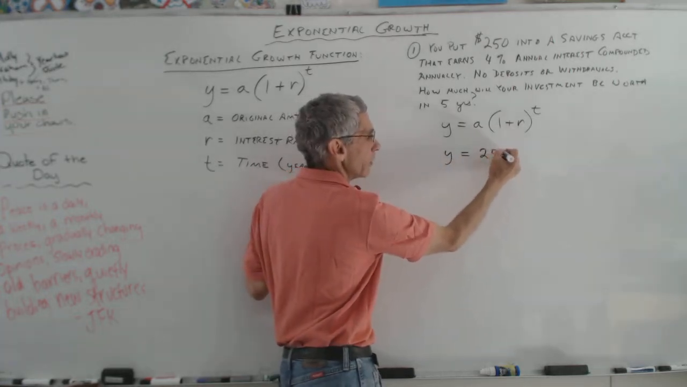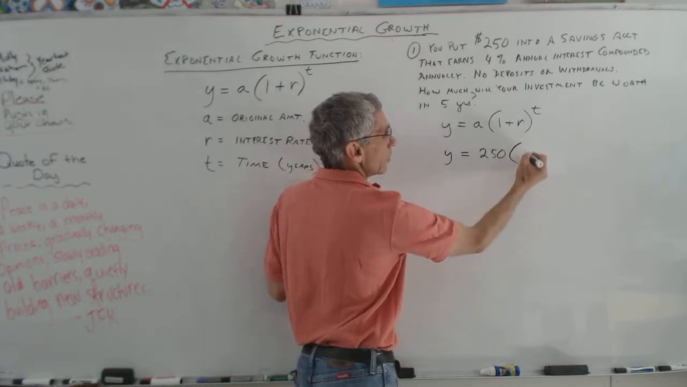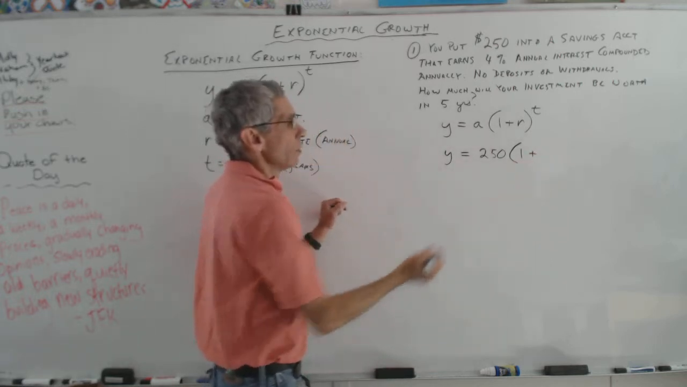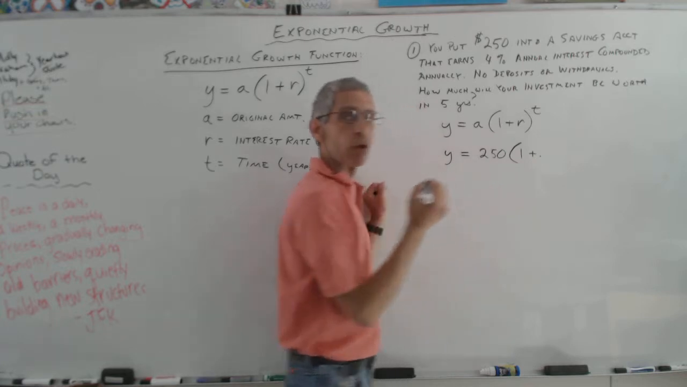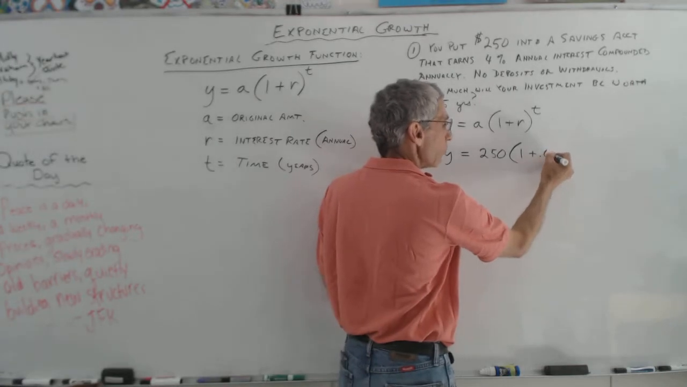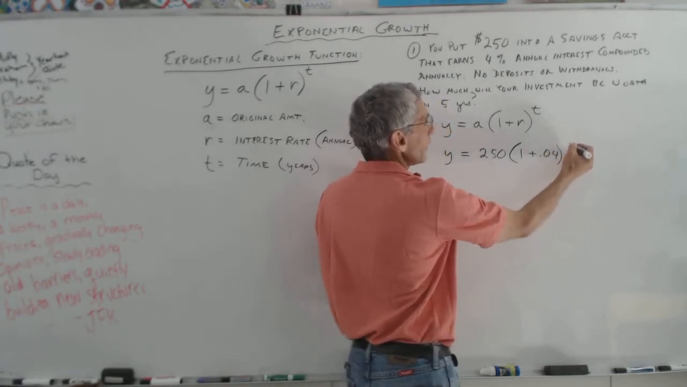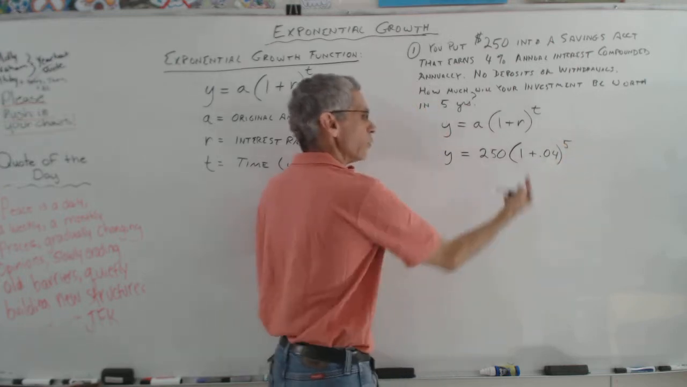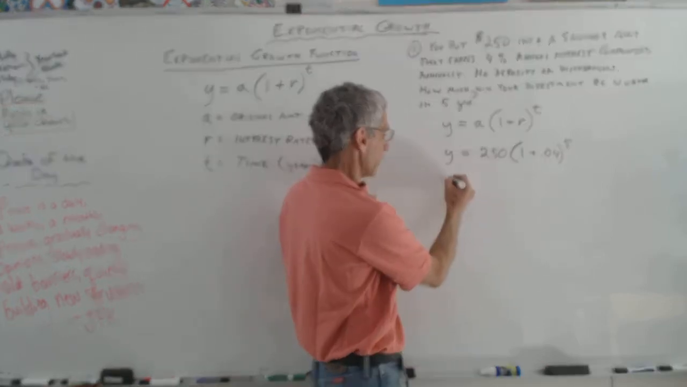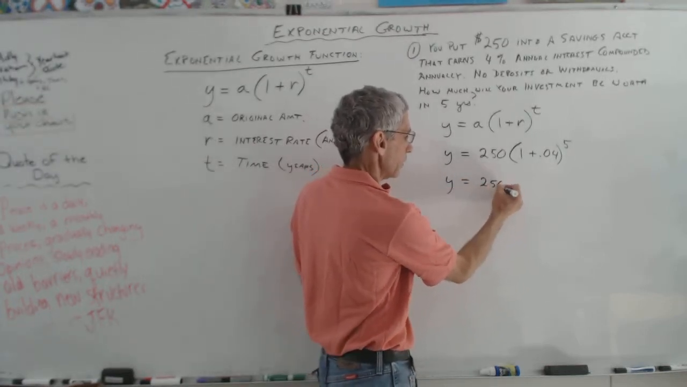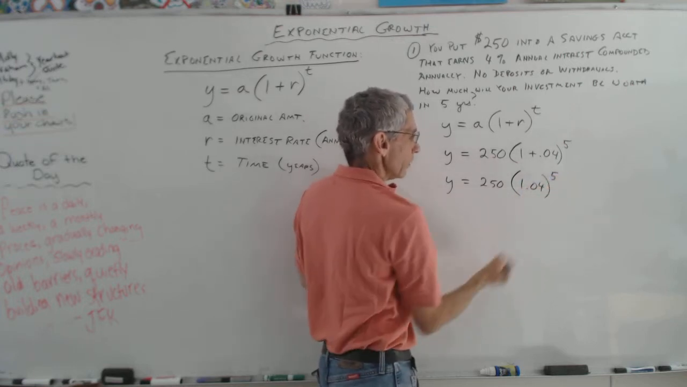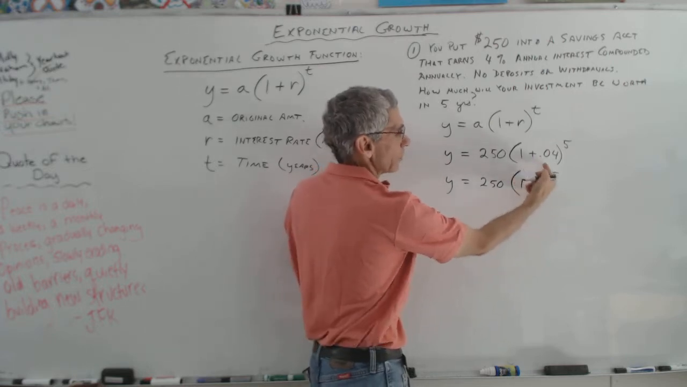250. 250 parenthesis times 1 plus 0.04. You want to write the 4% as a decimal, not as a percent, right? So you write 0.04 parenthesis raised to the fifth power. All right, now what is 1 plus 0.04? 1.04. Oh my God, that's so easy. Oh, thank God you guys knew that. You saved me hours of time. So 1.04 is the same as 1 plus 0.04.